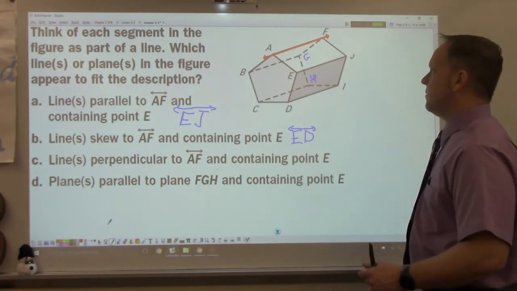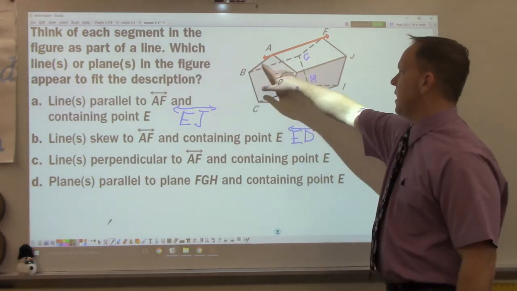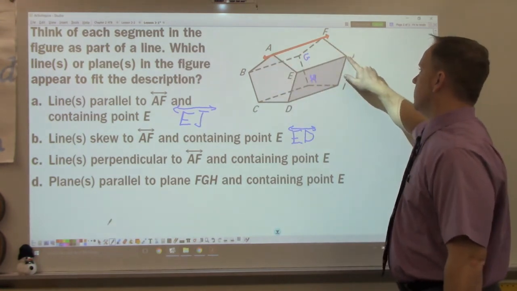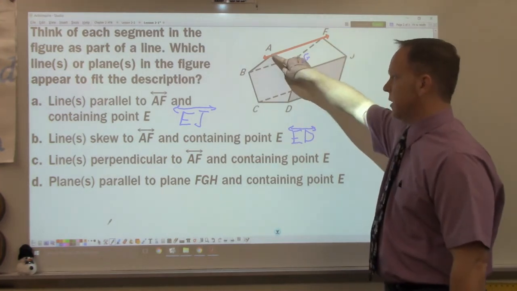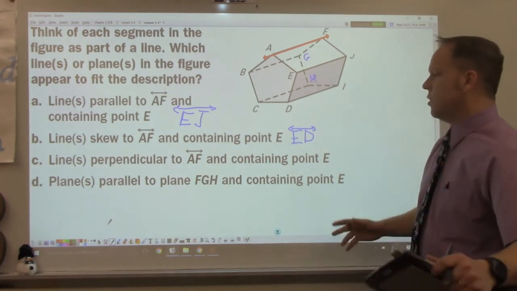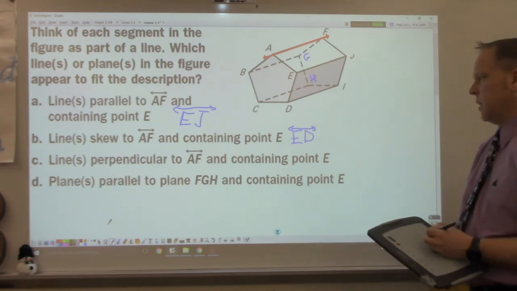Okay? There is, in fact, at least 4 that are perpendicular to AF. BA is perpendicular. GF is perpendicular. JF is perpendicular. And EA is perpendicular. Again, they're not going to draw all those little boxes. It'll get way too confusing on this diagram. So which one is perpendicular, also containing point E? That would be line EA.